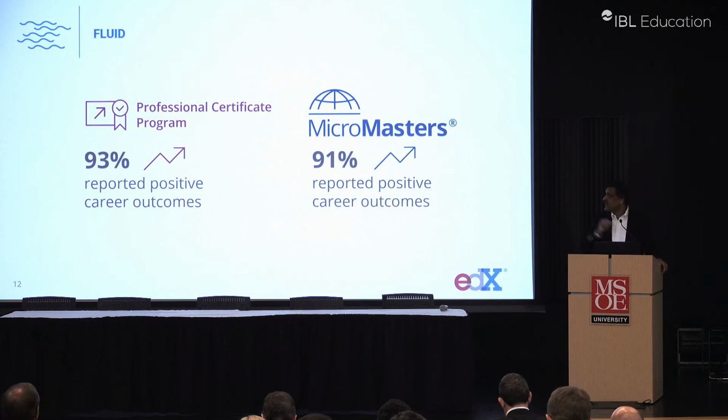So on edX today, we have two kinds of programs. We have MicroMasters programs. The MicroMasters programs are about 25% of a master's degree, and you can think of them as a micro-credential. If you complete it, you get a MicroMasters in data science, a MicroMasters in manufacturing from MIT, or a MicroMasters in AI from Columbia. So that's one credential. A second one is a professional certificate, which tends to be much smaller than the MicroMasters program. And as we do surveys of learners who've taken these, we ask them the question, did you get what you were looking for?